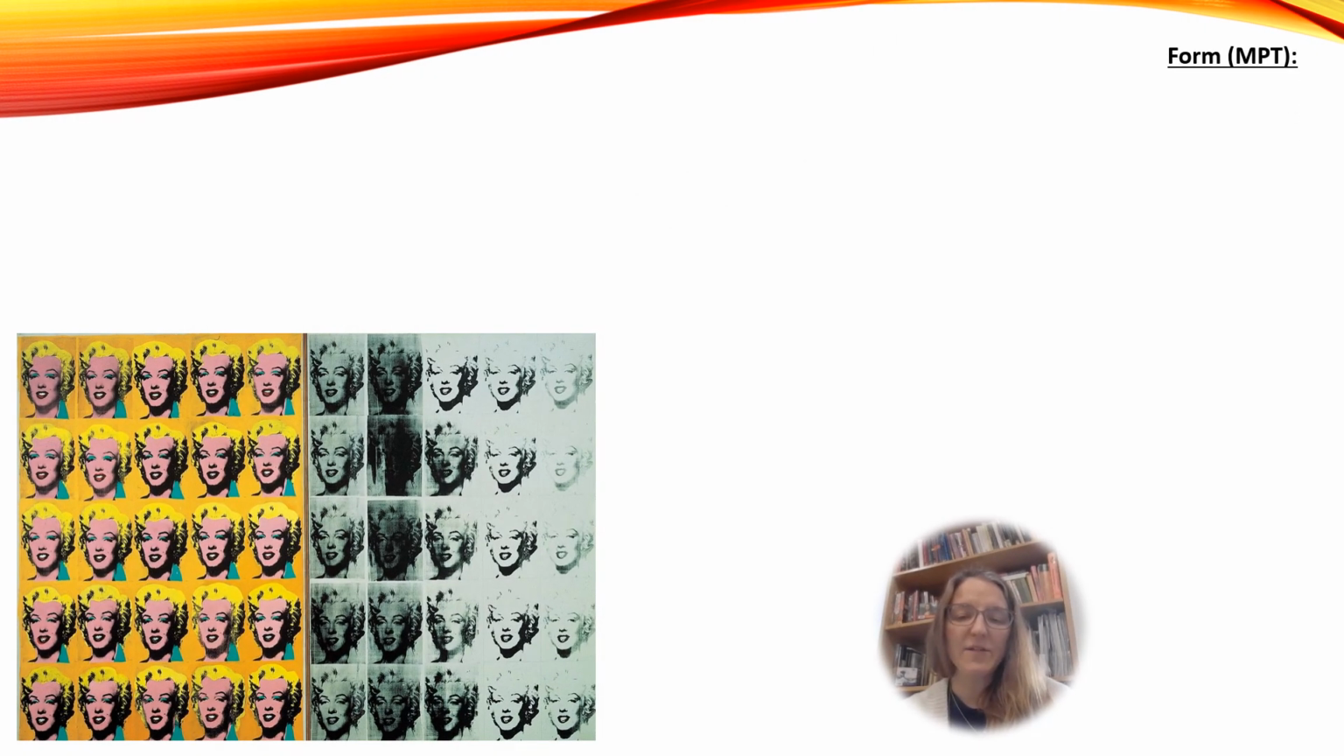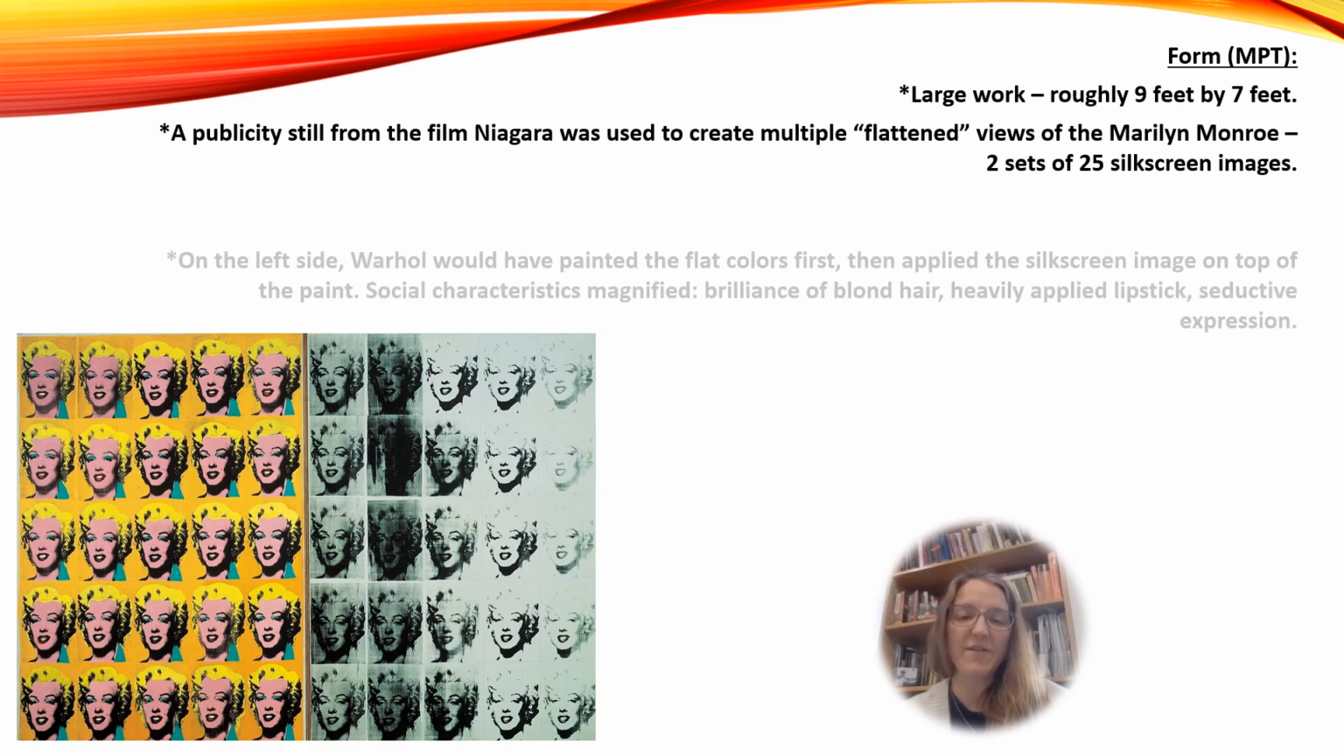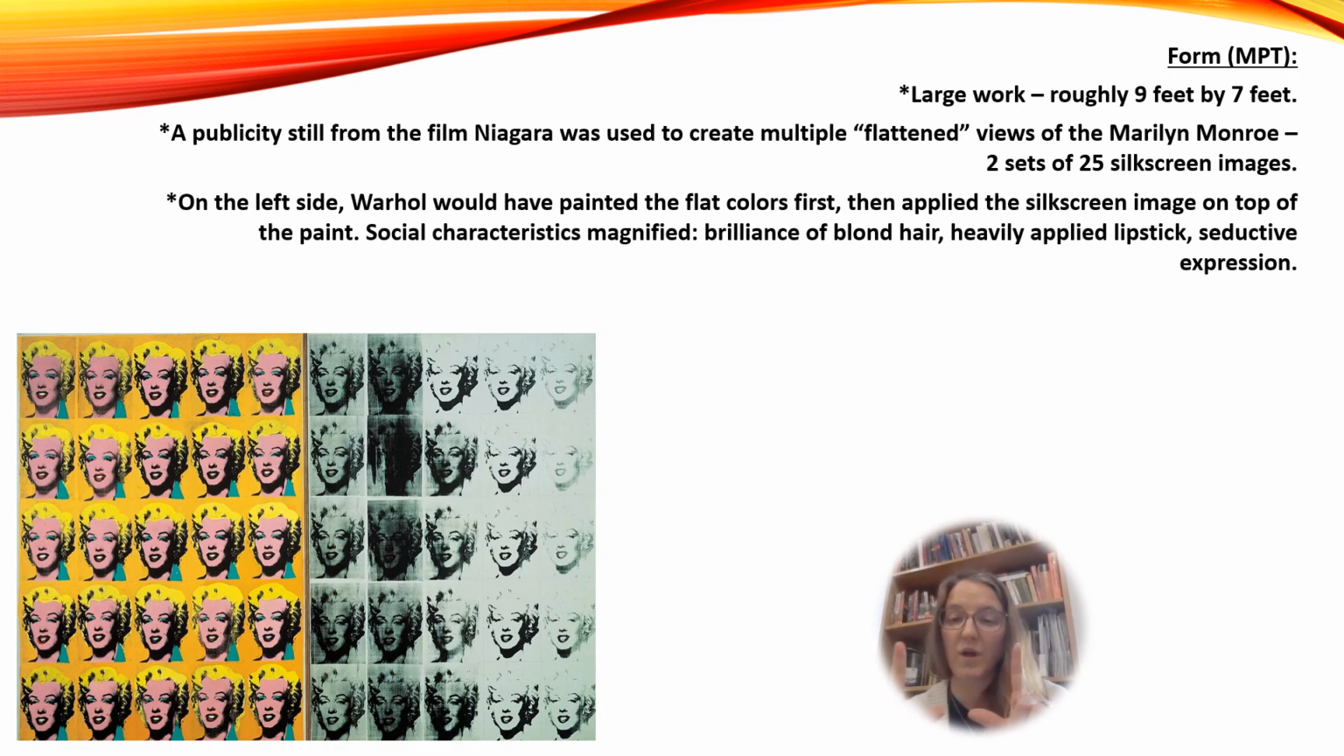Okay, some ideas about this particular work of art. It's pretty large. It's 9 feet by 7 feet. The original image that Warhol used was a publicity still from a film called Niagara that Marilyn Monroe was in. It does give us kind of a flattened look at her. Silkscreen is not meant for any kind of three-dimensionality, so the flatness is definitely applying here.